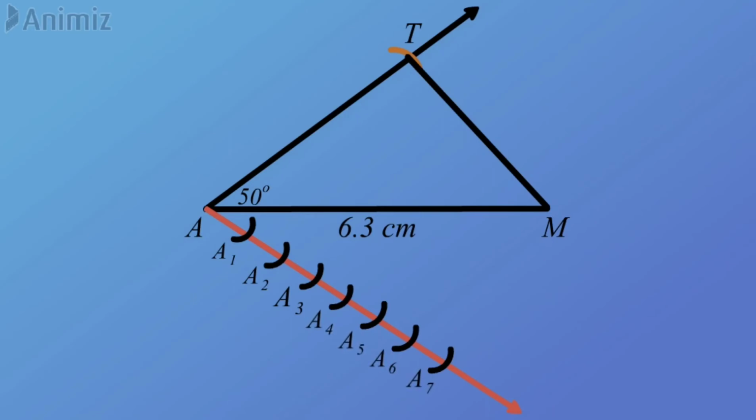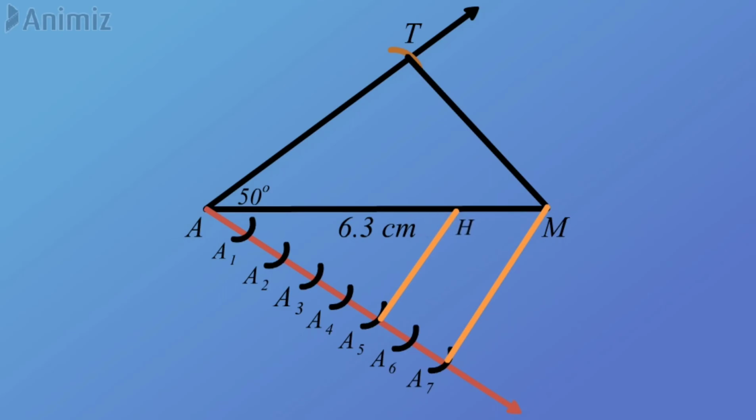Now your numerator is 7. So you have to join M with the 7th point. Which is our 7th point? A7. Yes, this way you have to do. Now the other value in the ratio is 5. So you have to draw a line parallel to this line from A5. This will touch the AM at which point, students? Yes, that point will be H.